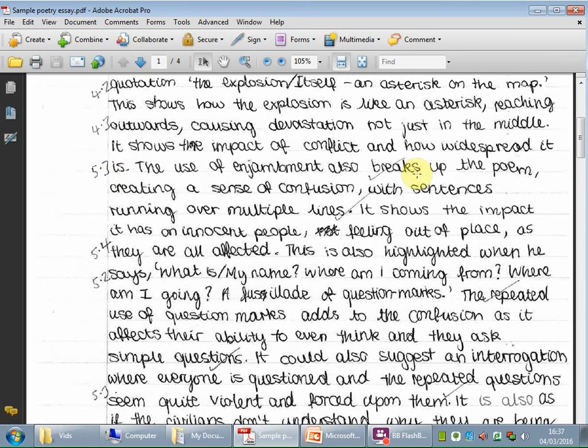The enjambment breaks up the poem, creating a sense of confusion with sentences running over multiple lines. So we're back to confusion. See how it's linked to the title here? It shows the impact it has on innocent people. Back to the idea of innocent people, civilians, feeling out of place as they're all affected.